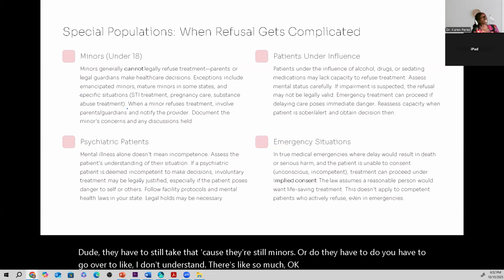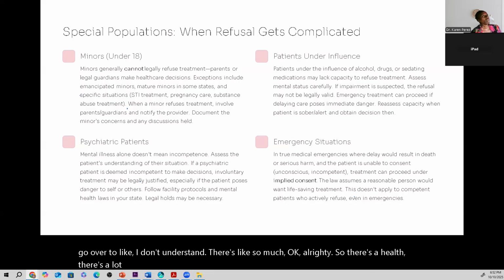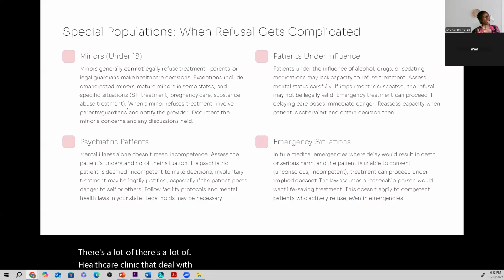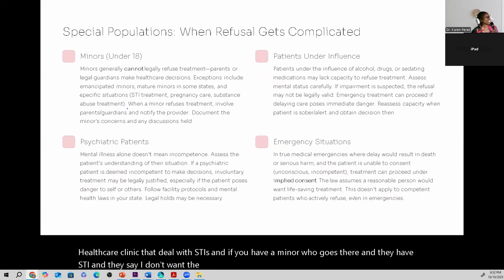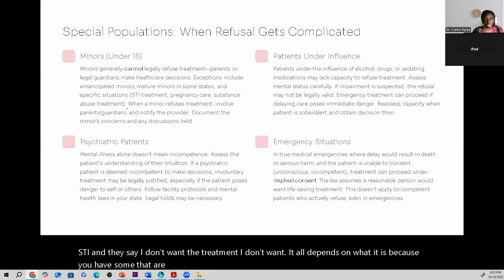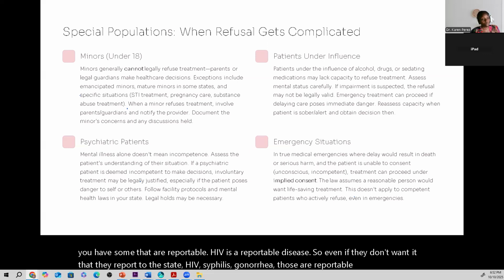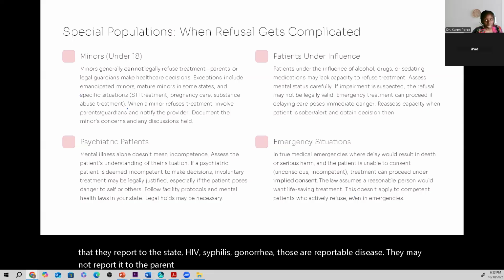Alrighty. There are a lot of health care clinics that deal with STIs. If a minor goes there and has an STI and says, I don't want the treatment, it all depends on what it is, because some are reportable. HIV is a reportable disease. So even if they don't want treatment, it has to be reported to the state. HIV, syphilis, gonorrhea, those are reportable diseases. They may not report it to the parent, but they're going to report it to the state.